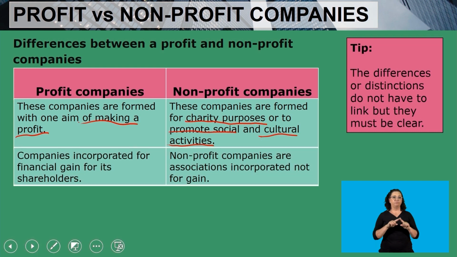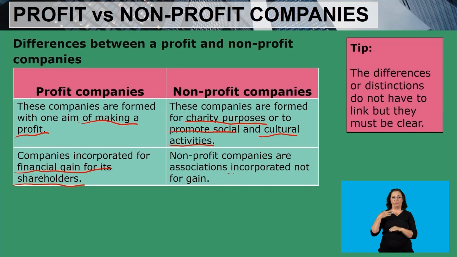Then with profit companies, companies are incorporated for financial gain for their shareholders. So when profit companies are started, they are started with the aim of making a profit, and that profit is going to generate financial gain for the shareholders, people who have bought shares in those particular companies that we call shareholders. Then non-profit companies are associations incorporated not for gain. So obviously when you start a non-profit company, it simply means that you are starting a company not to gain anything in return, but to benefit the society.